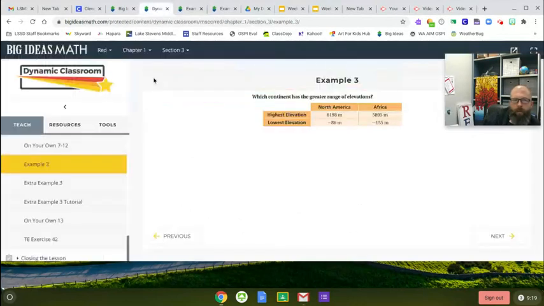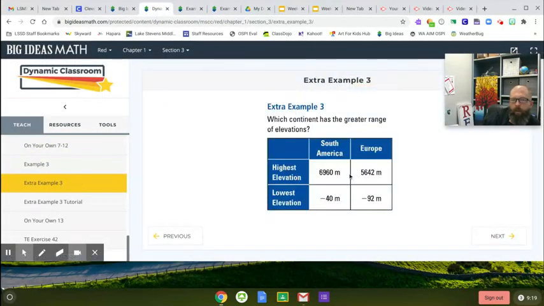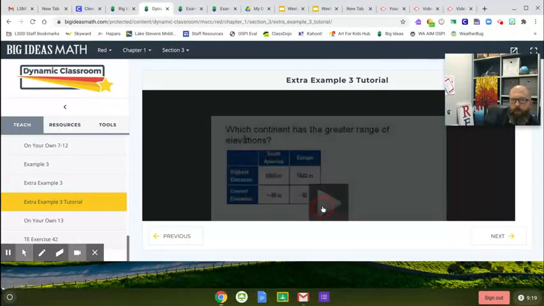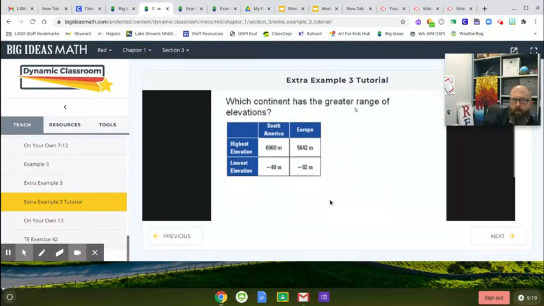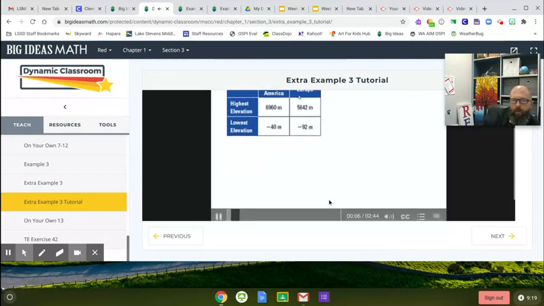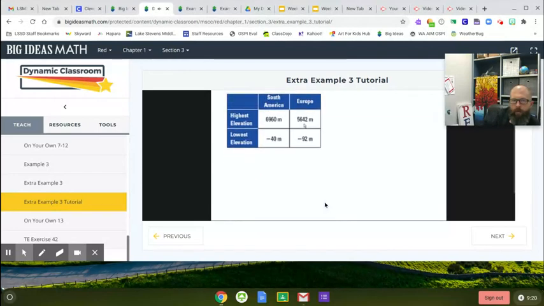All right, let's take a look at some more here. Which continent has the greater range of elevation? So we're looking at South America and Europe. We have the same type of question. Let's take a look at the tutorial here, with their highest elevation and their lowest elevation. Now remember, the range is the difference between the greatest value and the lowest value. So to find the range, we will subtract the lowest elevation from the highest elevation. Let's start with South America.